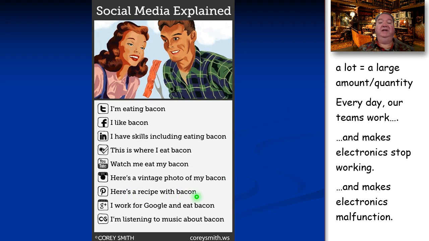Pinterest. Here's a recipe with bacon. People use Pinterest to post pictures and recipes. Google Plus. I work for Google and eat bacon. Okay. And this is some sort of music streaming site. I'm listening to music about bacon. Okay, because people love bacon. Many people love bacon. So this would be different ways to talk about bacon.